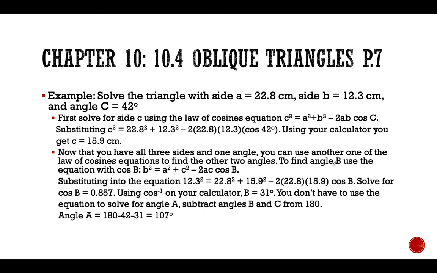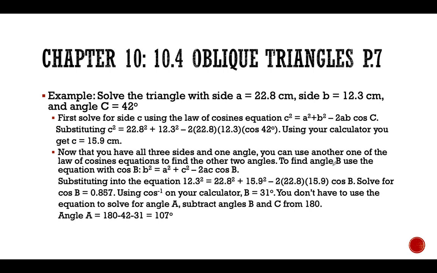Equation: c squared equals a squared plus b squared minus 2ab cosine of angle C. Substituting, c squared equals 22.8 squared plus 12.3 squared minus 2 times 22.8 times 12.3 times cosine of 42 degrees. Using your calculator, you get c equals 15.9 centimeters. When you multiply all of this out on your calculator, you're going to get c squared, and in order to get c, you have to take the square root of that number.